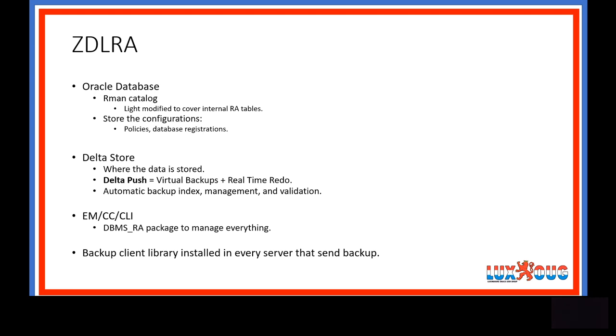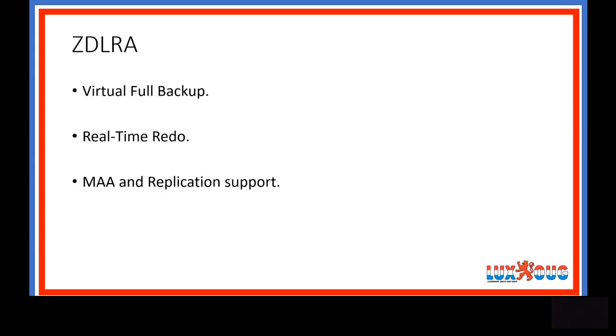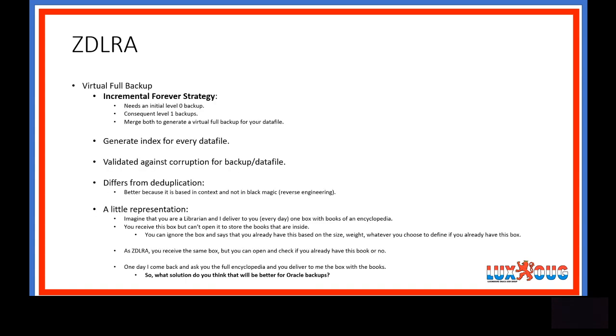So you manage everything with the DBMS_RA package, or your command line, or in Cloud Control, or Enterprise Manager. And to do the backups, you need to install one backup client library in each server that you want to back up. So the main features that I can explain to you are the virtual full backup, real-time redo, and the replication support. So what is virtual full backup?